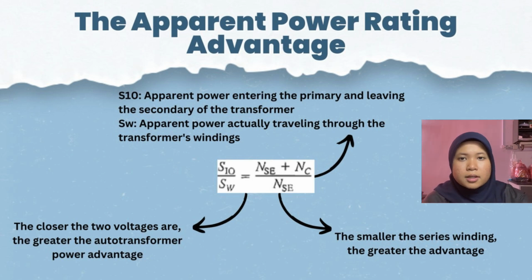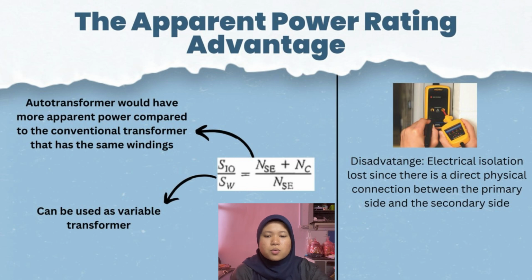To be more clear, the explanation of the equation above shows that the closer the two voltages are, the greater the autotransformer power advantage, and the smaller the series windings, the greater the advantage of the apparent power. Autotransformer would have more apparent power compared to the conventional transformer that has the same windings. Then autotransformer can be used as a variable transformer.